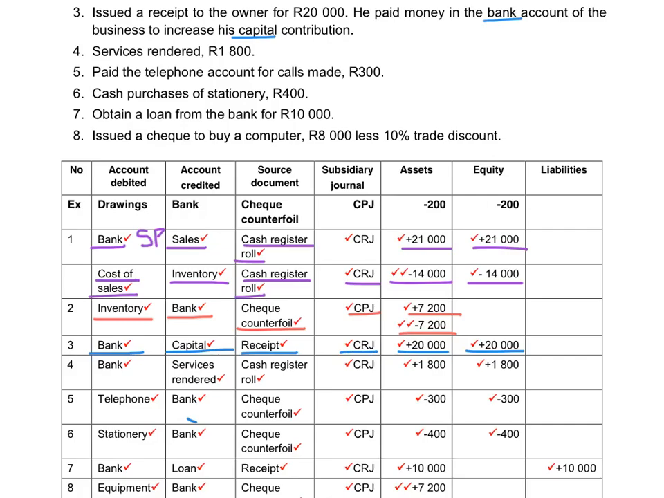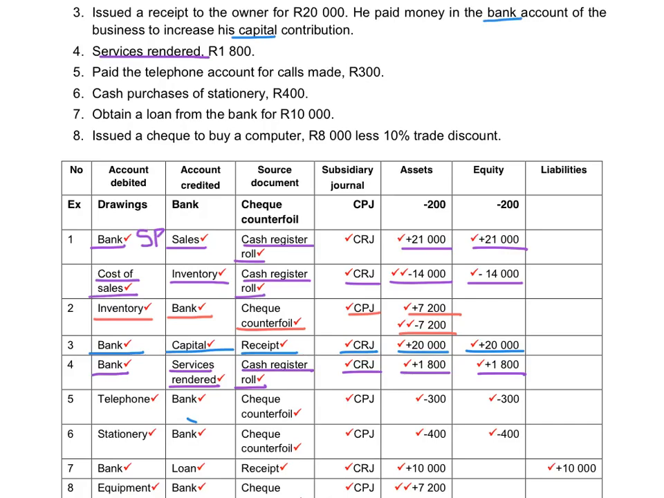Services rendered 1,800. The one account will be services rendered, that will be an income for the business. You receive money, so the double entry will be in the bank account. Bank account is debited to increase the assets with 1,800. Services rendered is credited to increase income. Income increases profits, so the equity will increase because the owner will get a bigger profit. You will issue a cash register roll when you render services, and the entry will be recorded in the cash receipts journal.